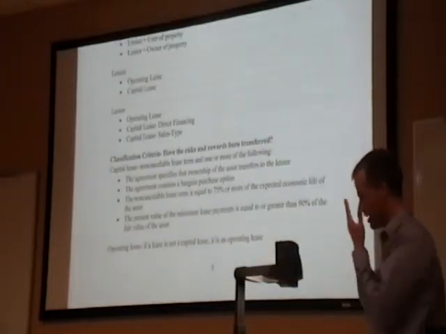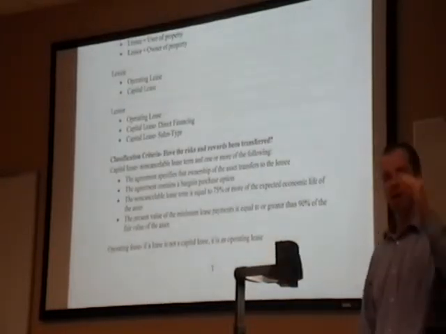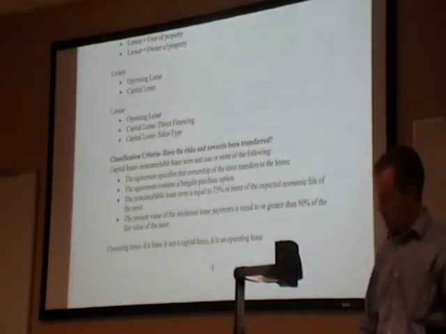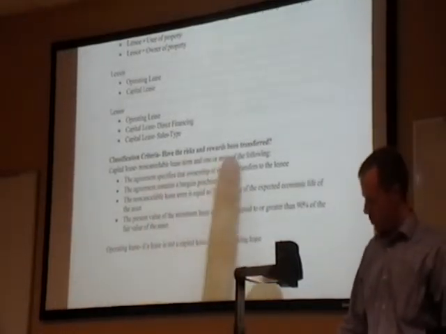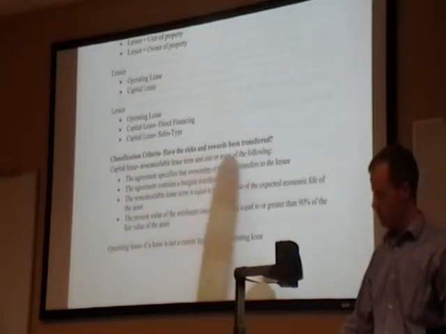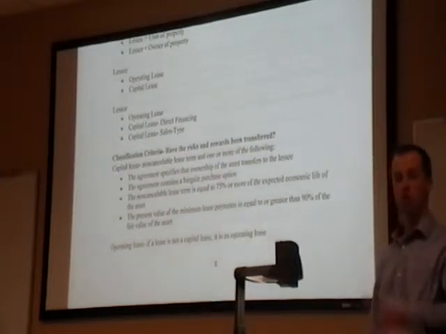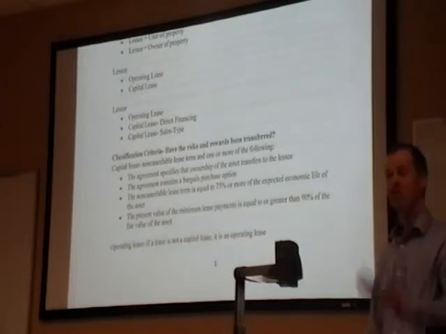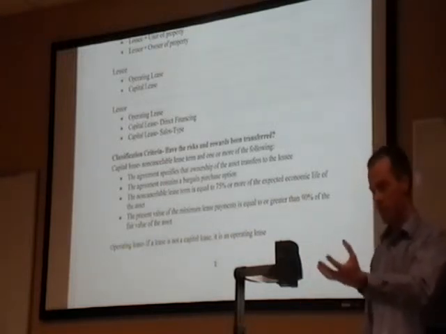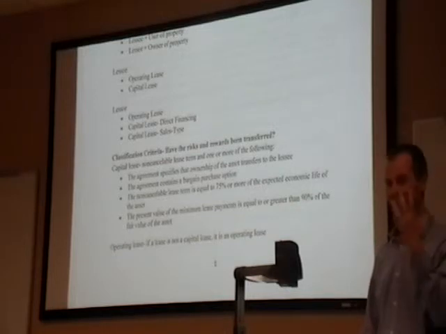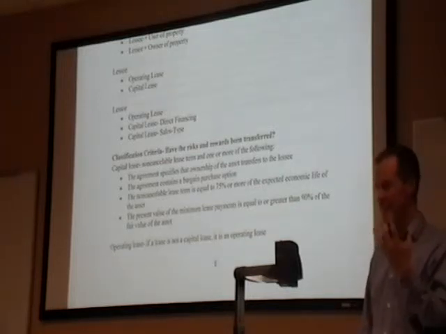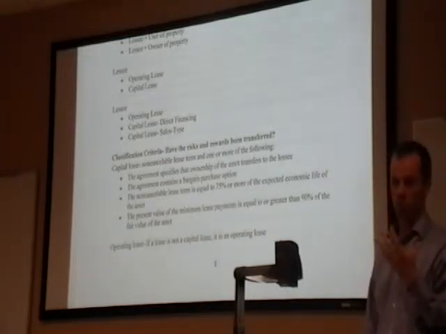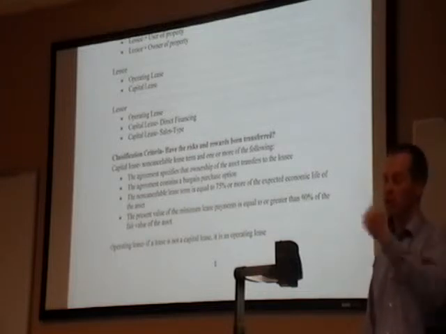So the criteria for determining if this is an operating or capital lease is, have the risks and rewards been transferred? So in other words, who has the risks and rewards associated with the asset? Does the owner retain those risks and rewards, or does the person that's using it, the lessee, have the risks and rewards? If the owner retains the risks and rewards, it's a capital lease.